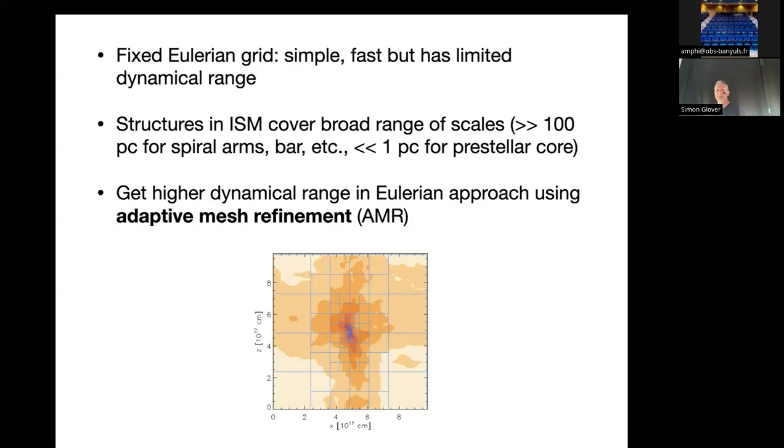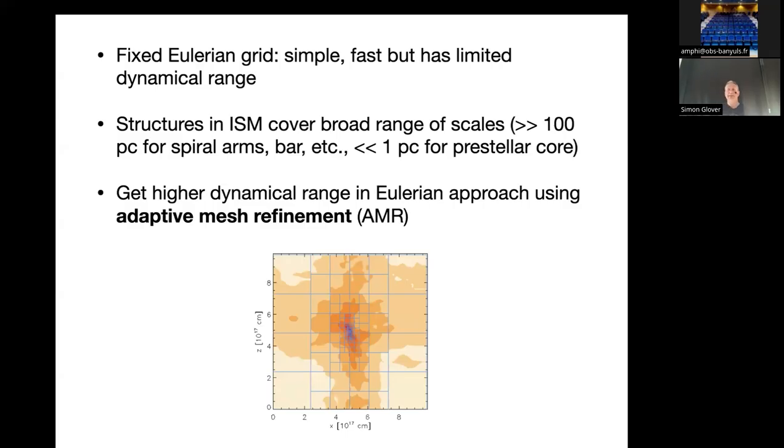Now, the simplest case for an Eulerian discretization is we just have some fixed grid. We just put down some uniform fixed mesh. This is nice and easy to do. Codes that do this have been around for a very long time. The downside is, of course, that this has a limited dynamical range. The smallest thing we can represent is limited to the size of a grid cell, and there are practical limitations on how many grid cells per dimension you can actually afford.